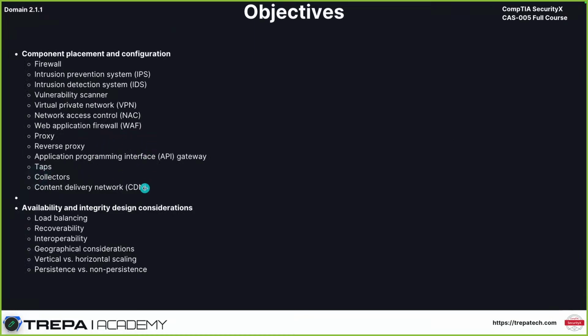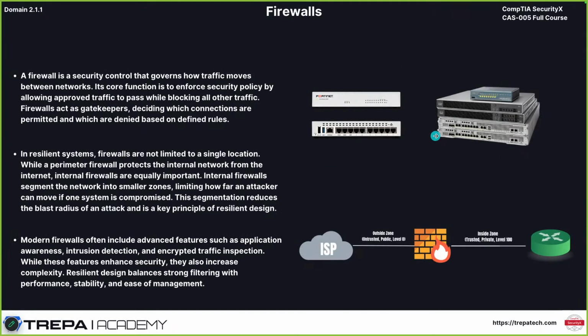So this is just going to be one objective in domain 2.1, and we're going to go over all these following exam objectives. Component placement and configuration. Now we're going to dive into network appliances. What kind of network or server-side infrastructure do we have in our environment? What does it do? What do we need to be aware of as a cybersecurity professional? And how would we place it? And also, how would we configure it to make it resilient and to be a benefit to our cybersecurity defense in depth approach?